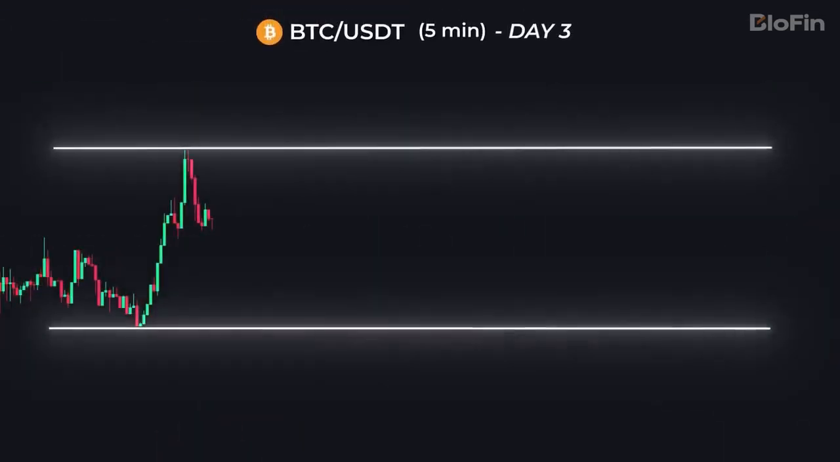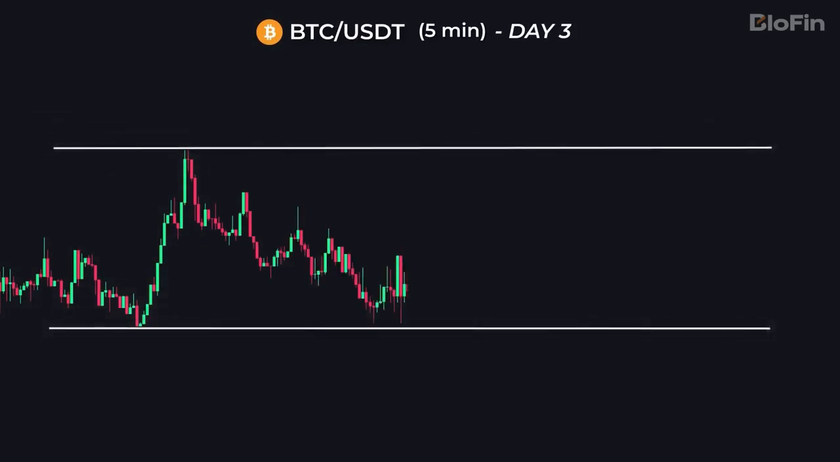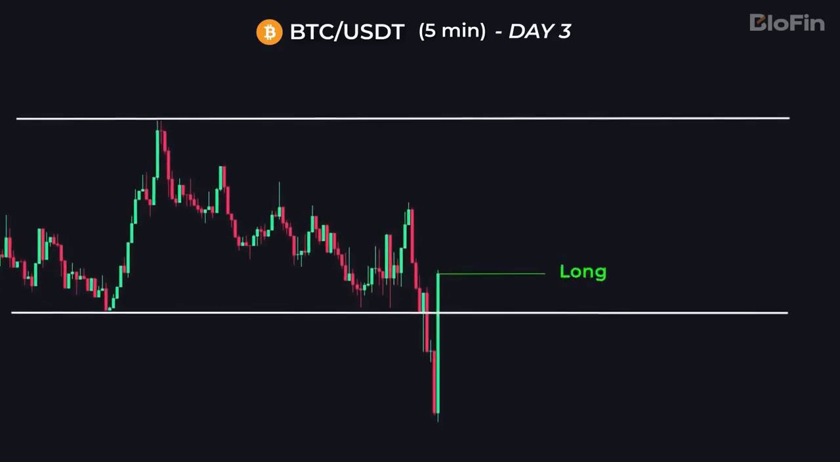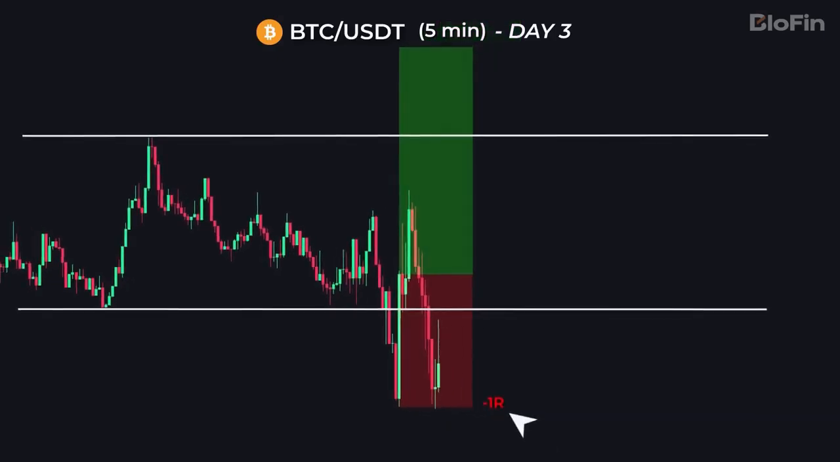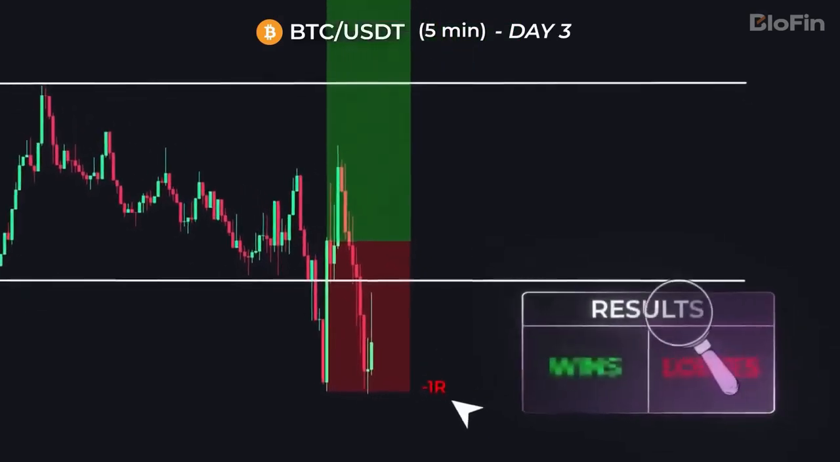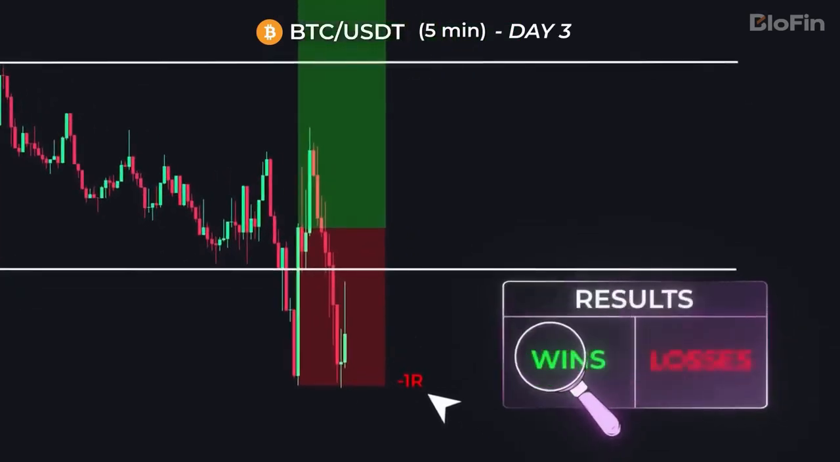Again, we have the 4-hour range marked. Price broke below and closed under the range low, but then came back inside. That gave us a long entry. Stop loss goes at the lows, take profit at 2 times risk. And here, the trade actually ended up being a loss. So this will be a 1R loss. Now, the reason I'm showing you this is because I want to be fully transparent about the results of this strategy. I'm not only going to show you the wins, but also the losses.